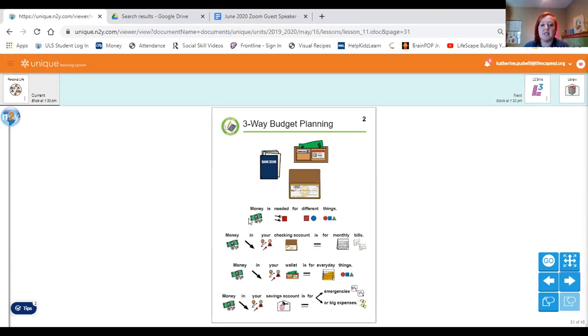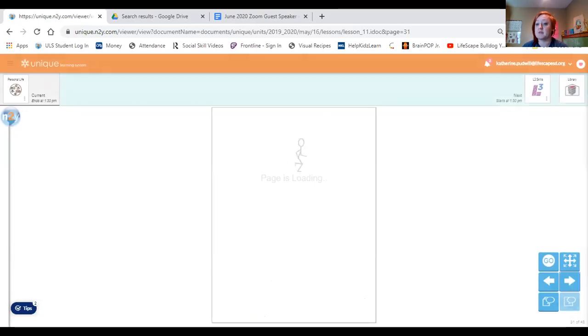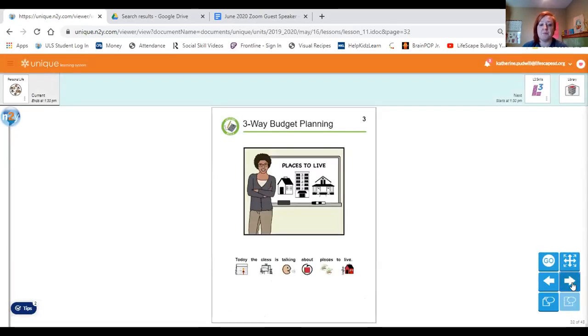So money is needed for many different things. Money in your checking account is usually for monthly bills, like your rent and your utility bills. Money in your wallet is used for everyday things. So that would be cash in your wallet, might be your SNAP card. You might use your debit card too to make everyday purchases, and that still comes out of your checking account. So it's important we write those down. And then money in your savings account can be used for different things like emergencies or big expenses. Yesterday we read about big expenses being like new furniture or appliances.